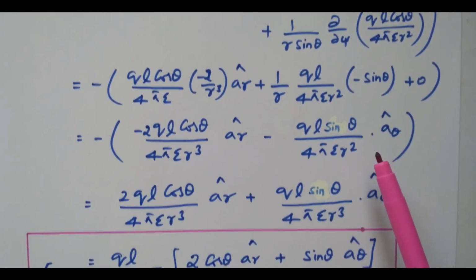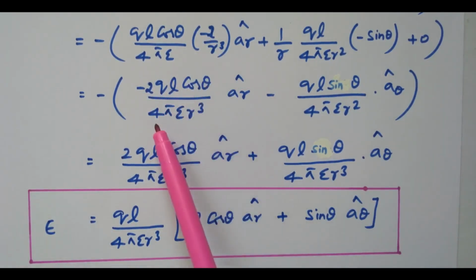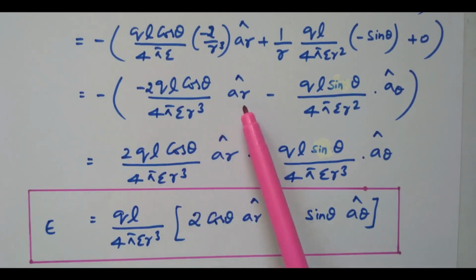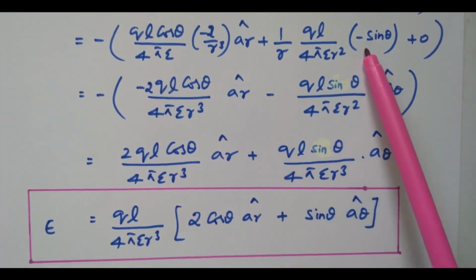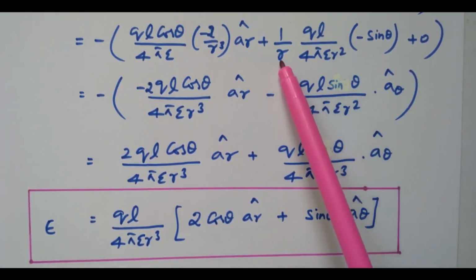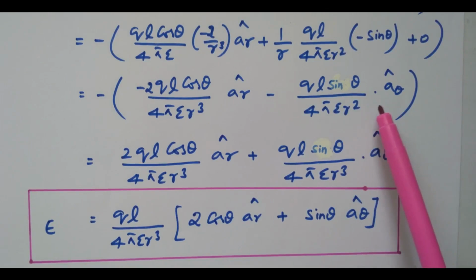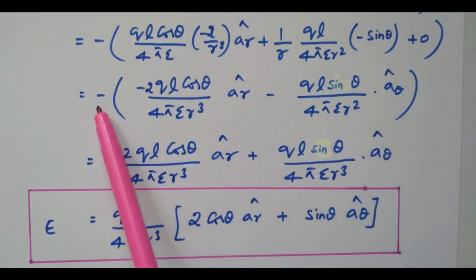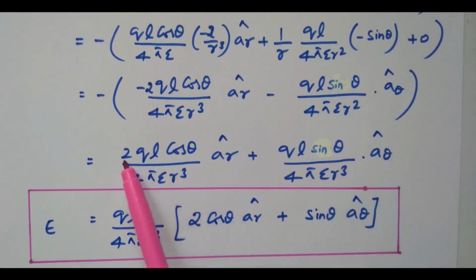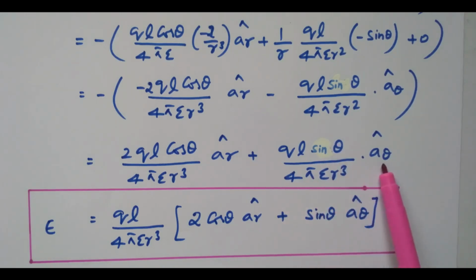Now we'll go for the simplification. So it is minus 2QL cos θ divided by 4πε r³ into aR vector. Here minus QL sin θ divided by 4πε, here r is there, here r² is there, so r³ into aθ cap. Already one minus is available outside, so we multiply inside, and both become positive: 2QL cos θ divided by 4πε r³ into aR vector plus QL sin θ divided by 4πε r³ into aθ.